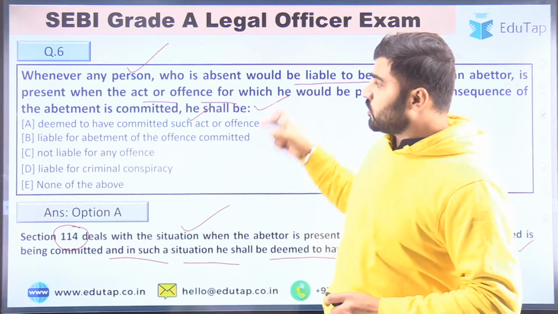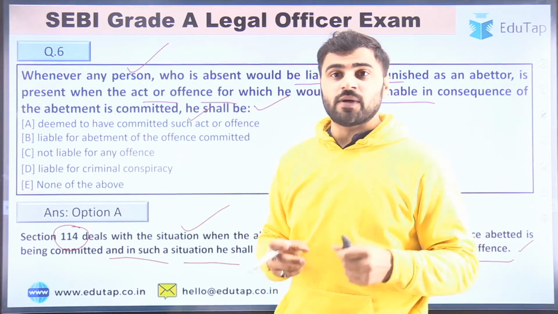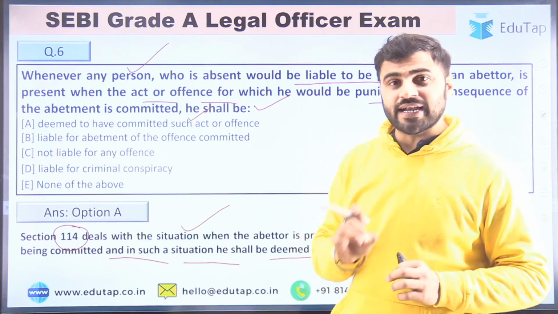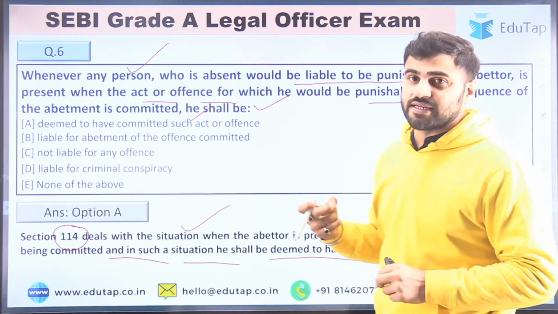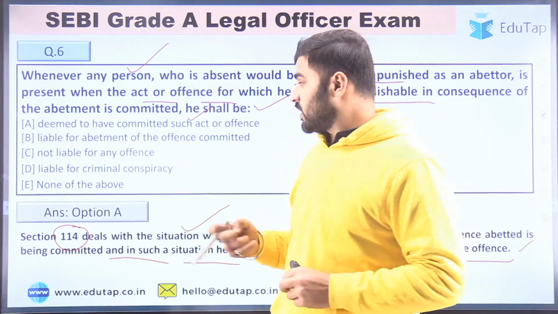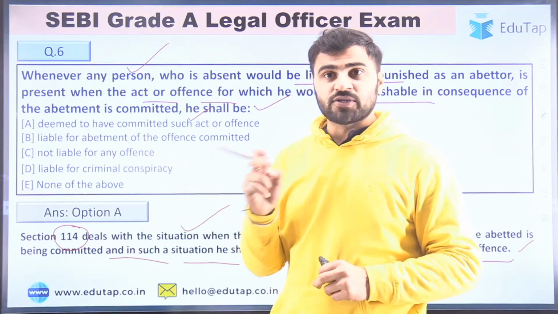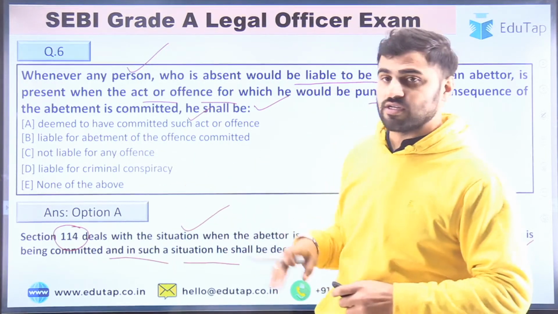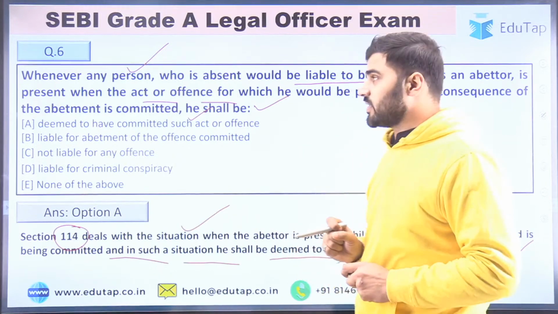The question is about the case in which the abettor is present, right? So if the abettor is present, guys, in that case he shall be deemed to have committed such act or offense. So those who are saying option number B, that is incorrect. Option number A is the right answer for this question. Now let's move to question number 7.